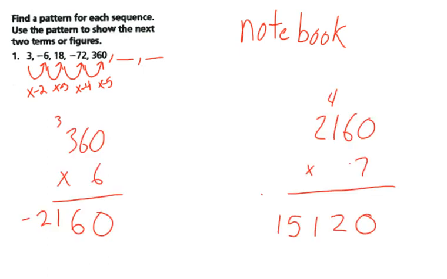All right, so we'll continue that pattern. I just multiplied 360 by 6, technically -6, so don't forget the negative number. I've got negative 2,160 for that value. And then I multiplied that number by -7. So 2,160 times 7 would give me a positive 15,120.